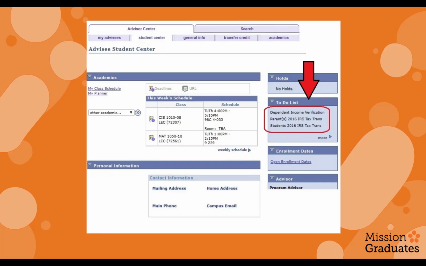So in a portal like the one for SF State, there's different sections, and so there's going to be a section that says to-do list. So in this example, this student needs to send in a dependent income verification form, their parents' IRS tax transcript, their student tax transcript, and these are very important forms actually. So if you have any of these, it is important that you're paying attention because this is for financial aid. So they won't distribute your financial aid or give you financial aid until these are completed.